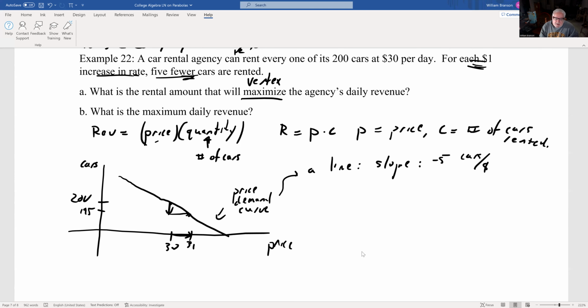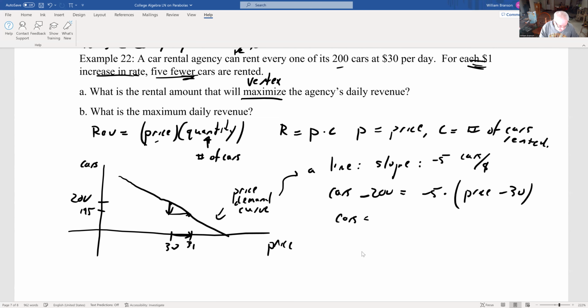And so what's the equation of the line? Cars minus 200 equals -5 times price minus 30. And if you solve that for the number of cars, you get that cars is -5 times the price plus 350. And so solve that for the number of cars.